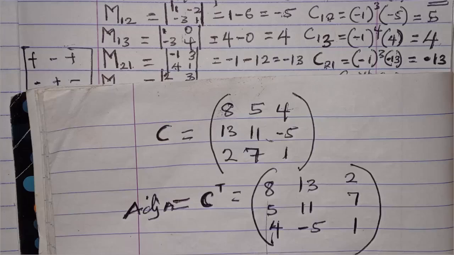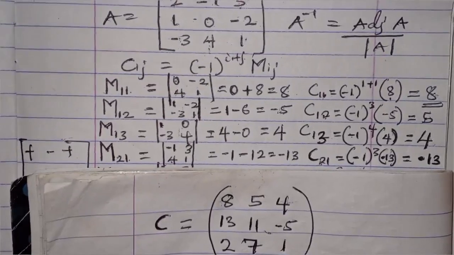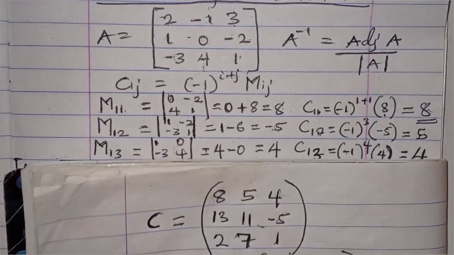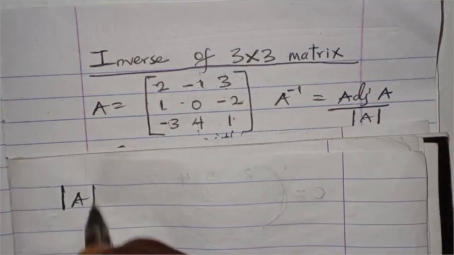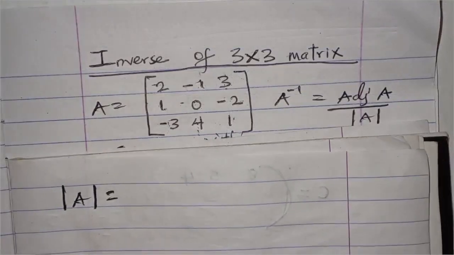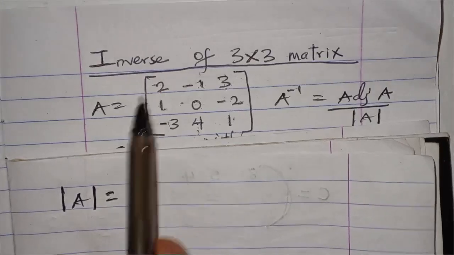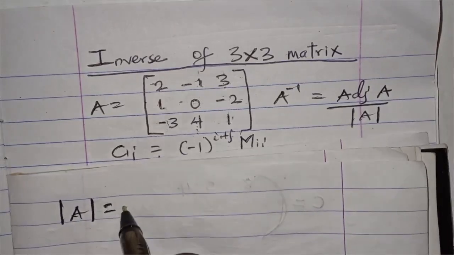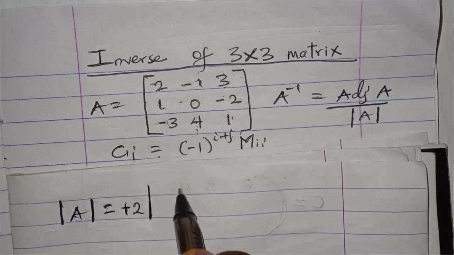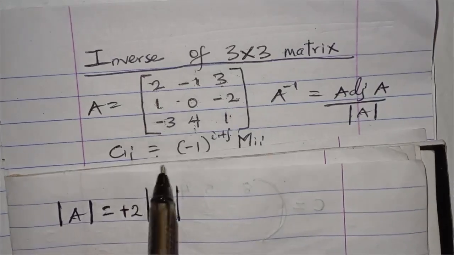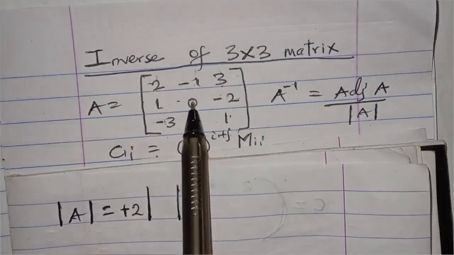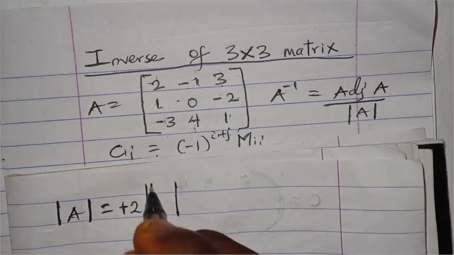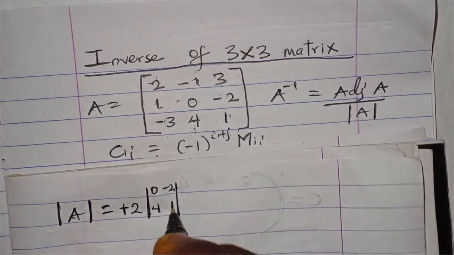To get the inverse, we need the adjoint and the determinant. That's what the formula says. So what now is the determinant of this 3 by 3 matrix A? We can easily do that. For the first element here, 2, 2 has a place sign of plus. I think I said that earlier. That was plus 2 multiplied by the minor. Eliminate this column, eliminate this row. We have 0 minus 2, 4, 1.